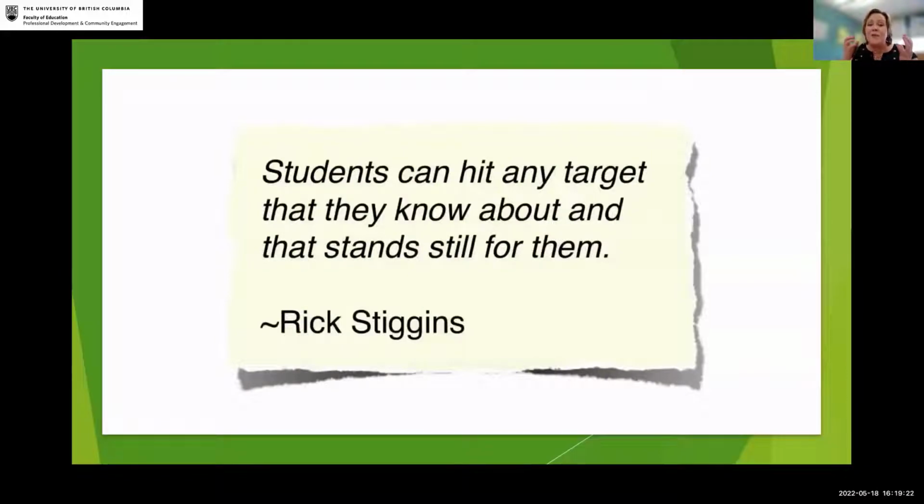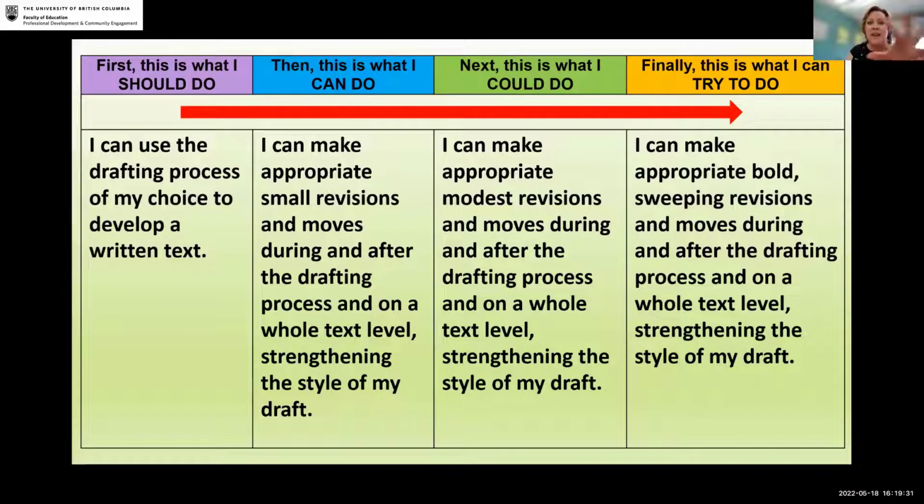So this is my favorite quote: students can hit any target when it stands still. That means that we've got this curricular competency unpacked. We're going to go through a variety of learning opportunities, one after another, and they're going to set goals and they're going to see where they're at. But you know what? The target is staying put.